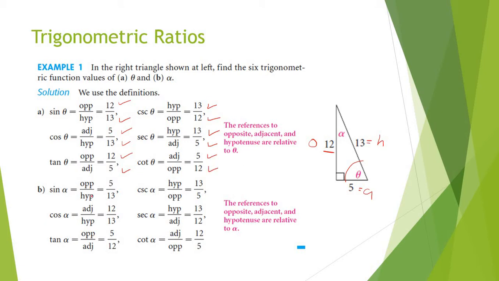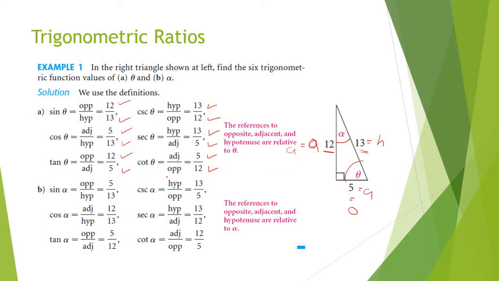Now for the alpha, as I've said, it depends on where the angle is. Your alpha is here. So what is now the opposite side of your alpha? The opposite side of your alpha is this one, 5. Again, the hypotenuse remains the same, and your 12 will become adjacent in terms of alpha.